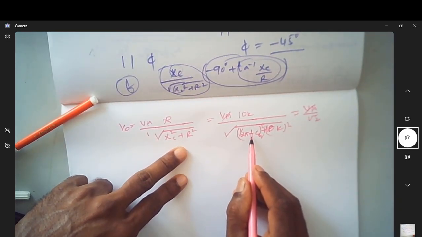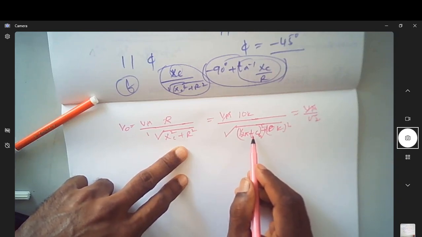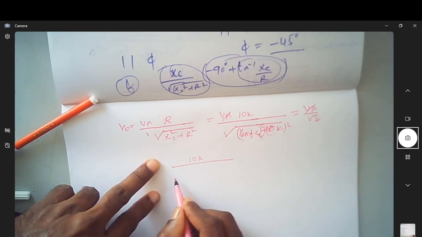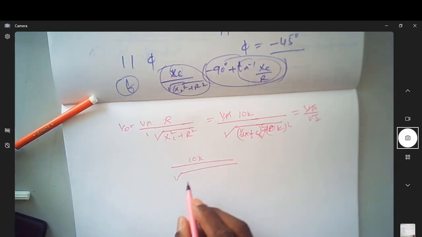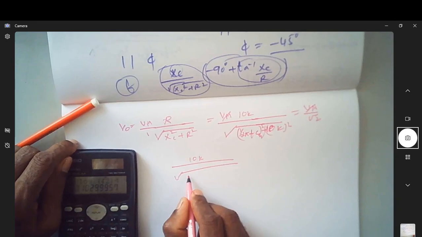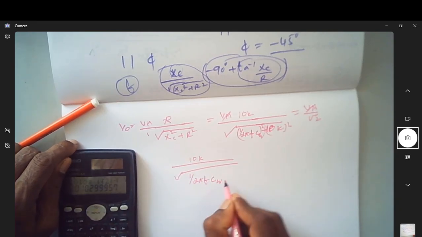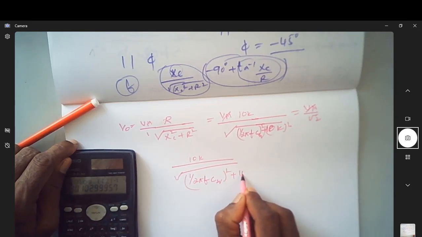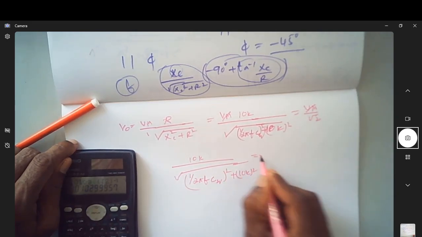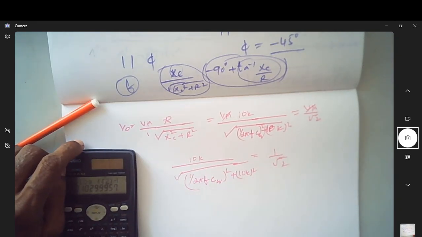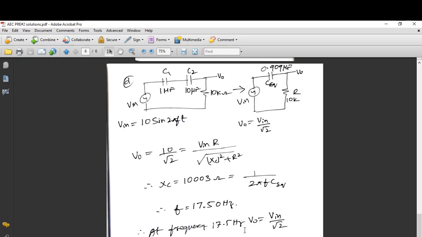Now if you solve for this, you can get the value of f directly. So it is 10k divided by under root of (1 over 2 pi f into C equivalent) whole squared plus 10k whole squared, equal to 1 by root 2. Solve for f. If you solve for f, you will get the value of f as 17.05 hertz.